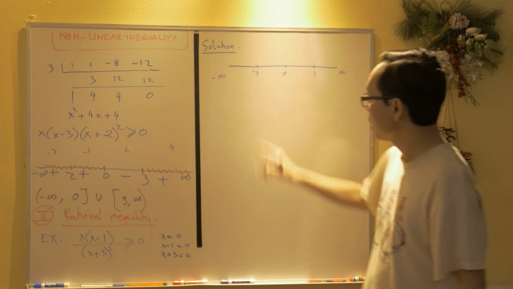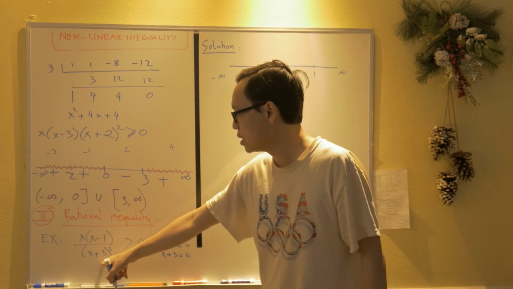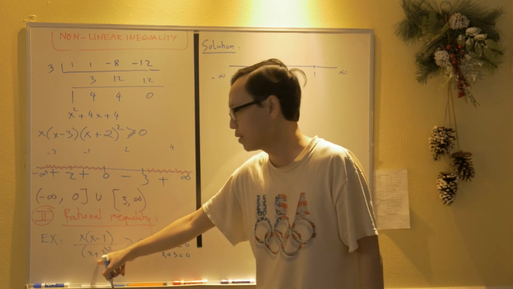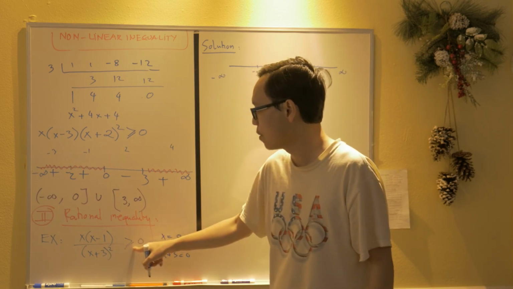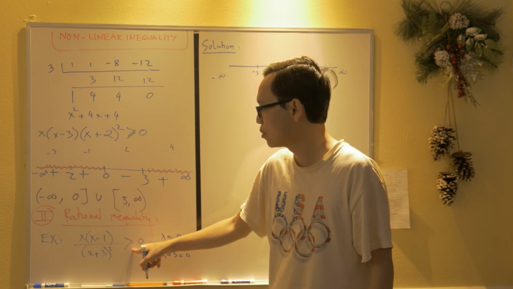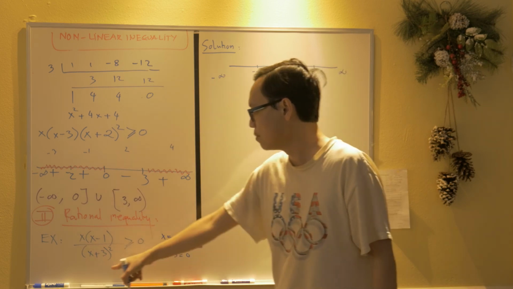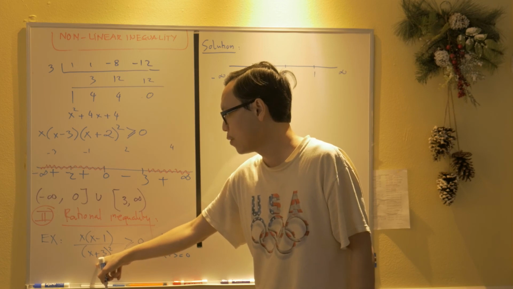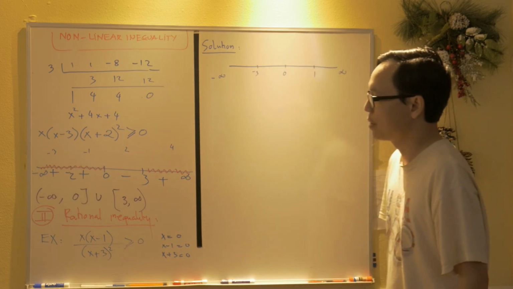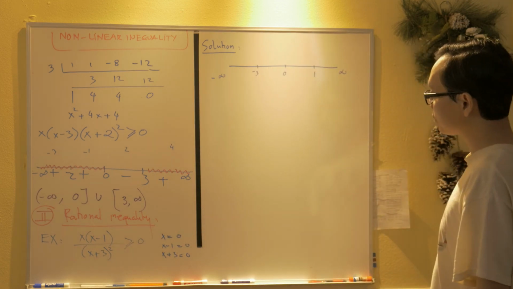At negative 3, plus 3 is 0 here, so it's undefined, okay? So make sure that even though you have greater than or equal, you're supposed to use a bracket for all the values, but at negative 3 it is undefined, so you have to use a parenthesis at negative 3.